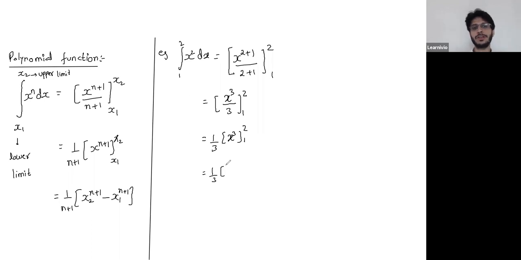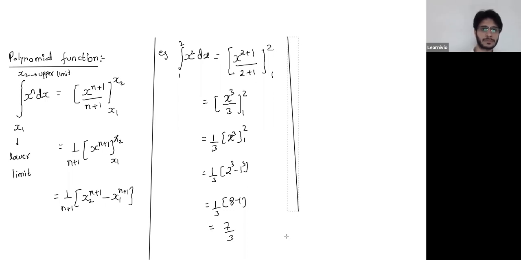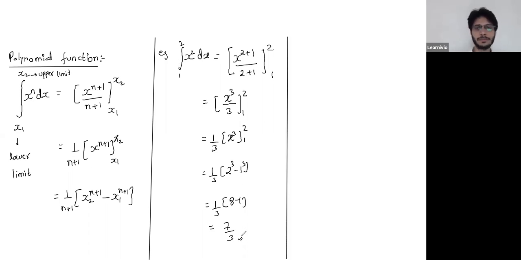This is 1 by 3, x cubed, that means 2 cubed minus 1 cubed. Upper limit is 2, lower limit is 1, so it's 2 cubed minus 1 cubed. So it's 1 by 3 times 8 minus 1. So this is 7 by 3. So this is the integral, 7 by 3. Is this example clear? Yes, sir. Yes, sir.